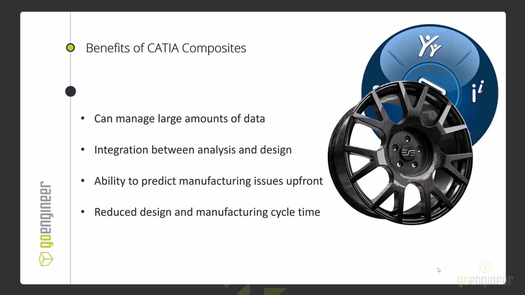Handling heavy CAD models is CATIA's bread and butter. If you are familiar with CATIA's ability to handle large assemblies, you'll notice that it handles composite parts just as efficiently.